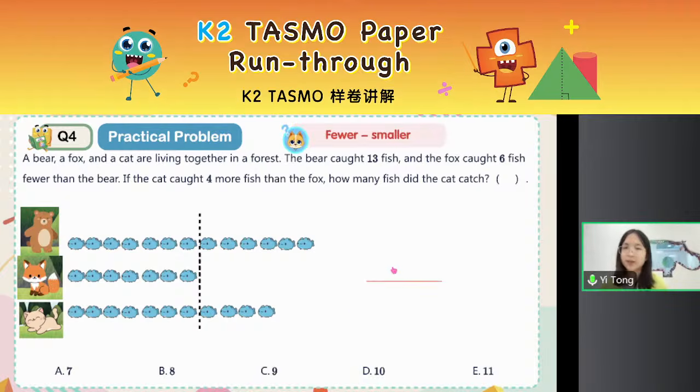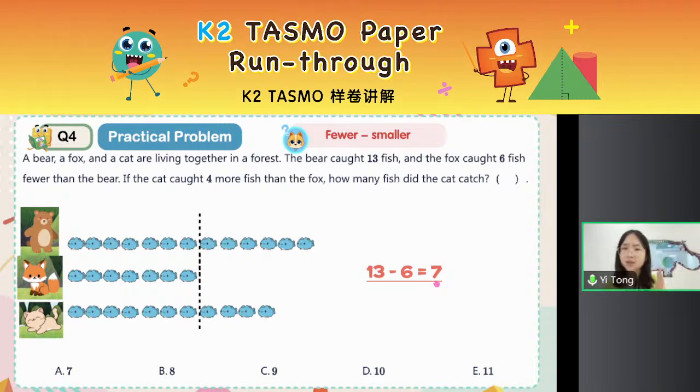Okay, so what's my first equation? 13 take away 6. That means minus 6. And 13 minus 6 equals to 7. So minus, remember, big number followed by small number. What's my second equation? Now this time we're comparing cat and fox.